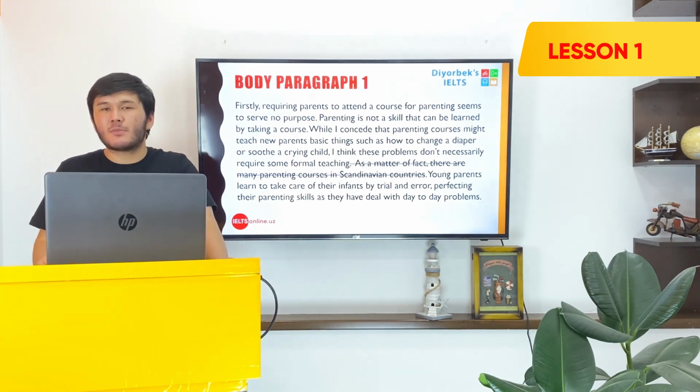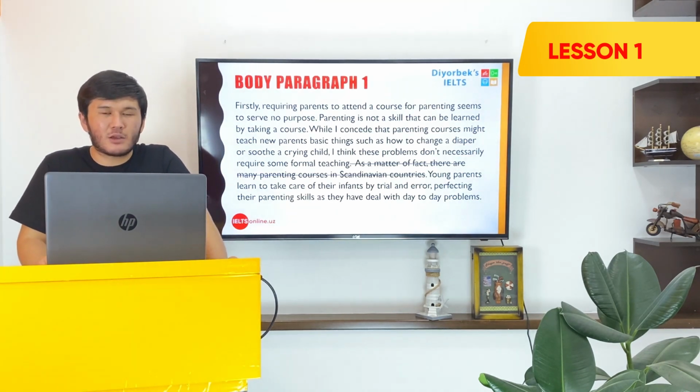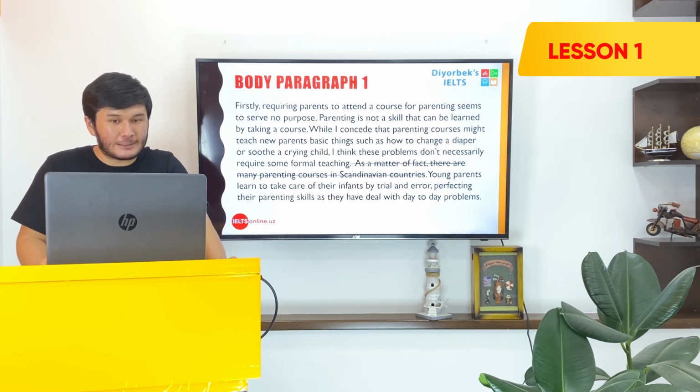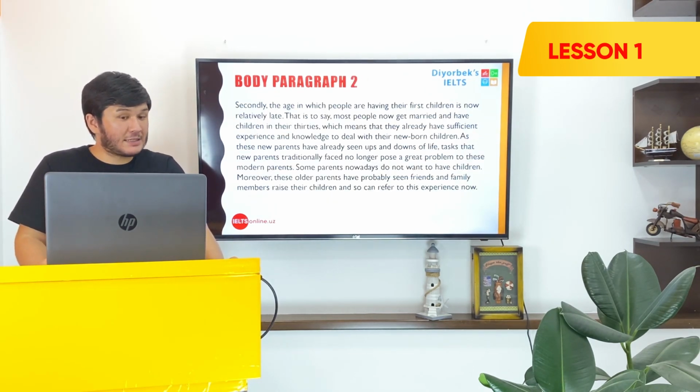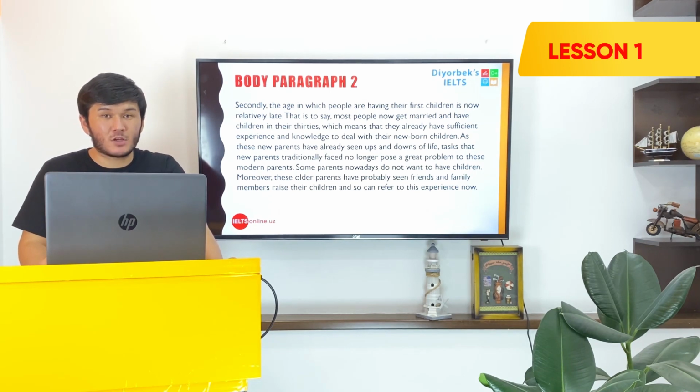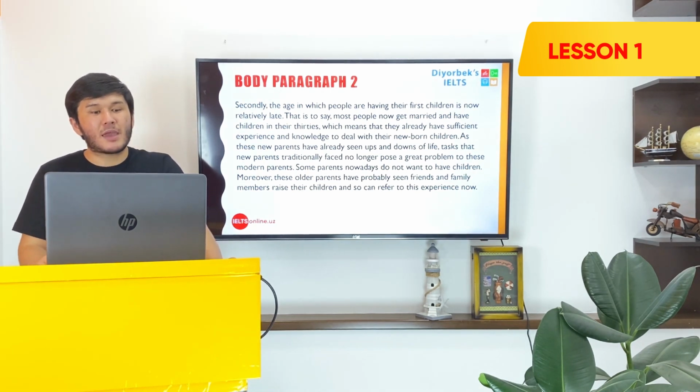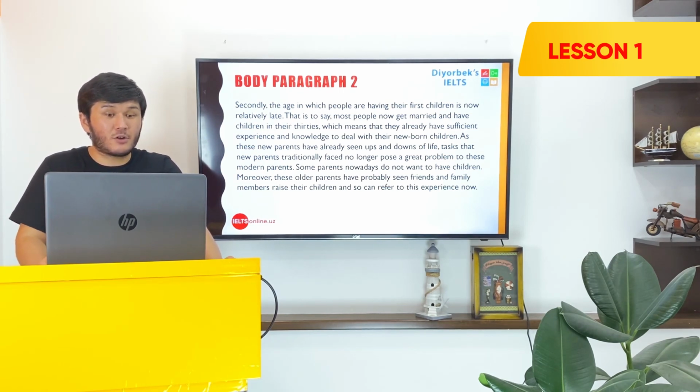Now, if you remember, my second reason for disagreeing with taking parenting courses has to do with the change in the way parenting is seen. So I have this topic sentence. Secondly, the age in which people are having their first children is now relatively late. So this paragraph is going to argue why it is unnecessary to take a parenting course, because most parents are having their children at a very late age.